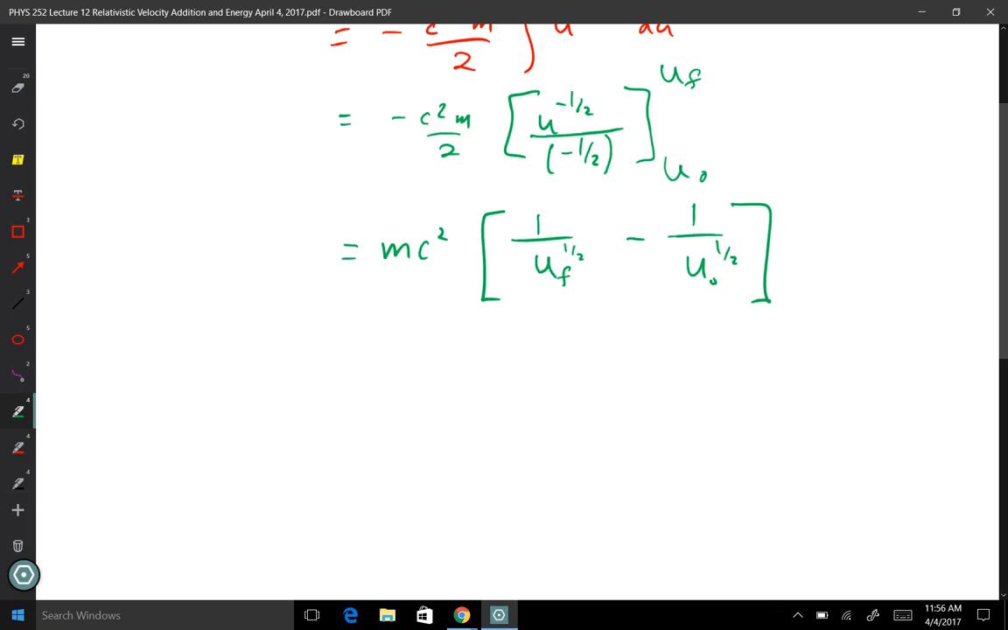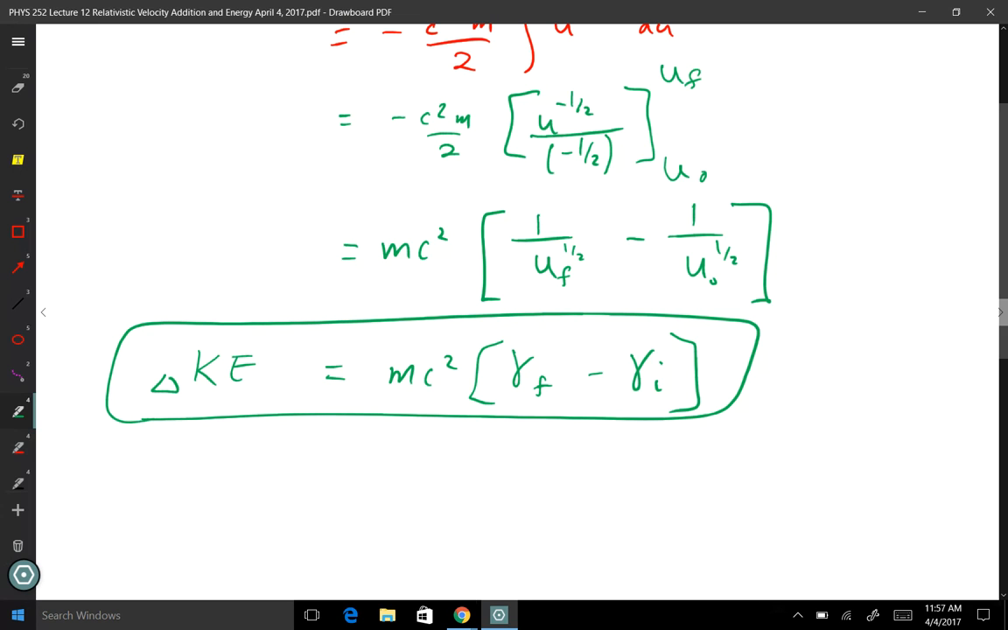And since u was 1 minus v squared over c squared, then 1 over u to the 1 half power is gamma. So there's the calculation for the change in kinetic energy. As you can see, that was non-trivial. It's certainly not something that we're just going to try to explain in a non-calculus-based class. It looks real simple when you get to the end, but in between, it was beguilingly non-simple.